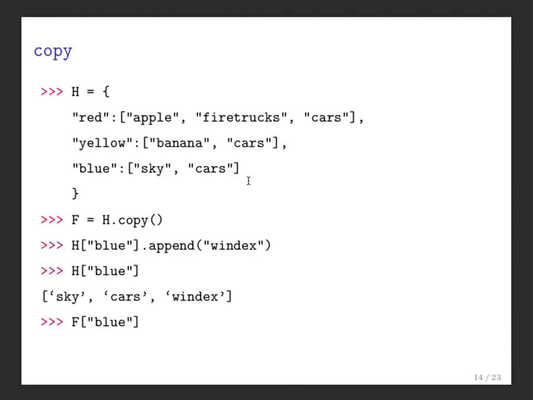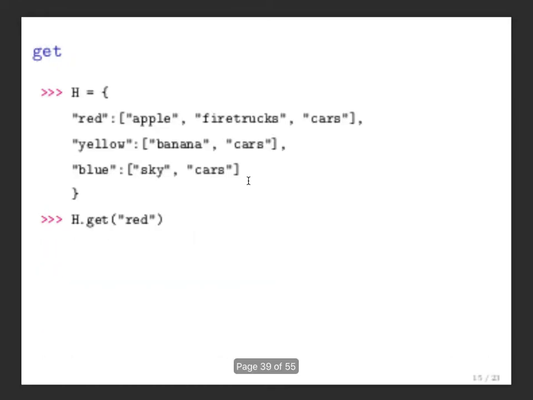What is F of blue? It has Windex. Remember these shallow copies that lists have? So when you copy a dictionary, it's only the outermost structure that gets copied. The lists on the inside are still just list pointers. Right? So just play around with this in the labs a bit.